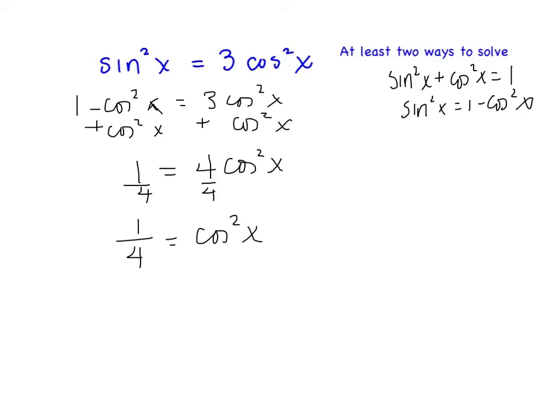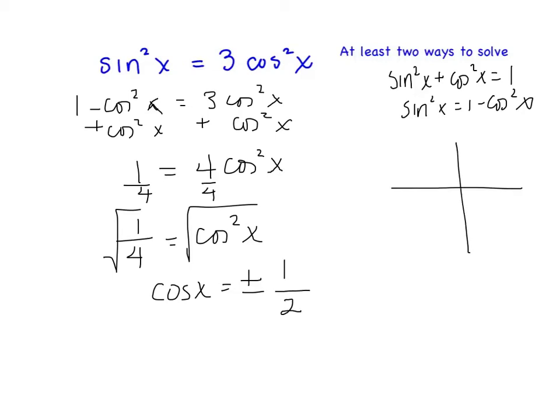All right. If I take the square root of both sides, I know that cosine x would be equal to plus or minus the square root of 1, which is 1, over the square root of 4, which is 2. Once again, this is going to give me angles in all 4 quadrants. Cosine is positive in the first and the fourth, and it's negative in the second and third. So I'm going to want all angles from 0 to 2 pi, not including 2 pi. So the cosine of x in the first quadrant, that's equal to 1/2, is going to be pi over 3.